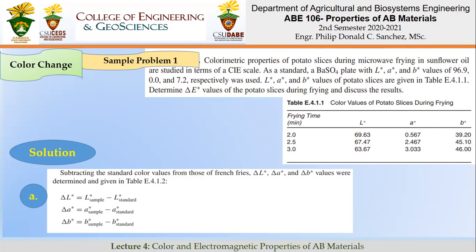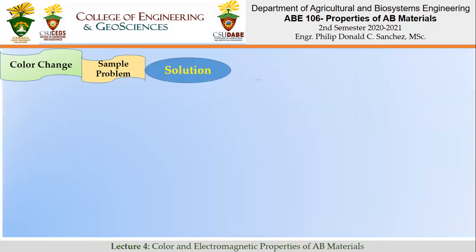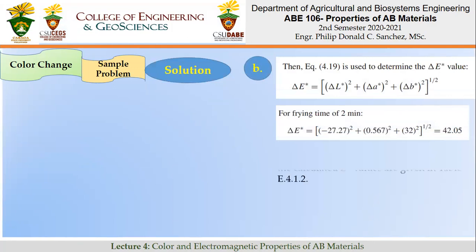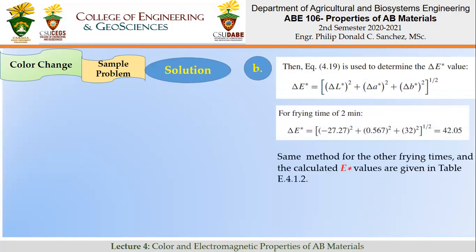That's for the frying time of 2 minutes. And then the same with the 2.5 minutes and 3 minutes. You just have to subtract the standard value from the measured value. So that's how you can get the color change. So by that, these are our answers. For the change in color based on L, A, and B, you have 42.05. Same method for the other frying times, and the calculated E values are given in the table.